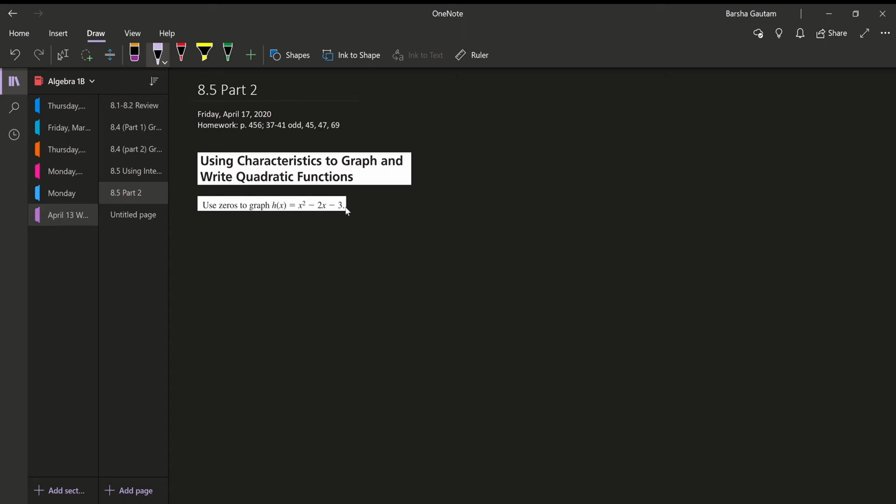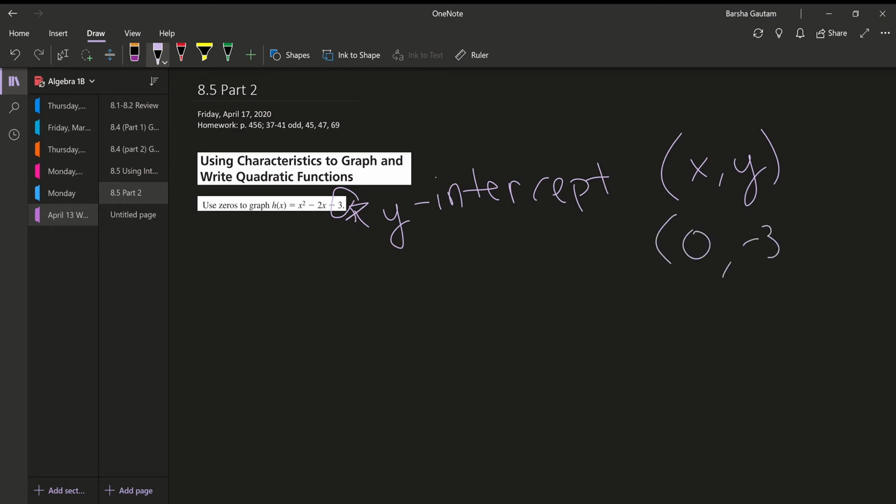Right here, it says -3. And this is going to be our y-intercept. Let me circle that. Y-intercept. So we have one of our points already. That y-intercept is going to be written as x comma y, or also known as 0 comma -3. So we already have one point right there. That's going to be really useful.